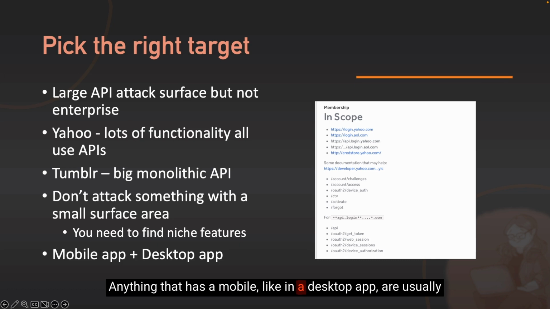Anything that has a mobile app and a desktop app are usually really solid choices though, and certainly this is not exhaustive. Now, if you search through the scope and just look for API, you may not even see that in the scope. So just double check that the API, one, is in scope, it should be, and two, that you're not accessing like a third party.